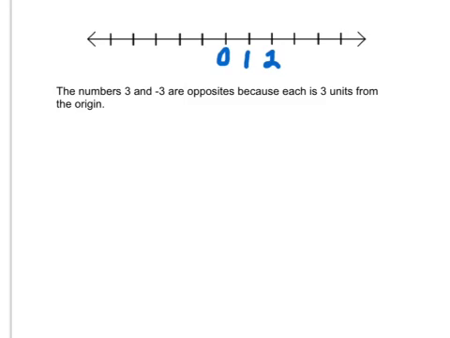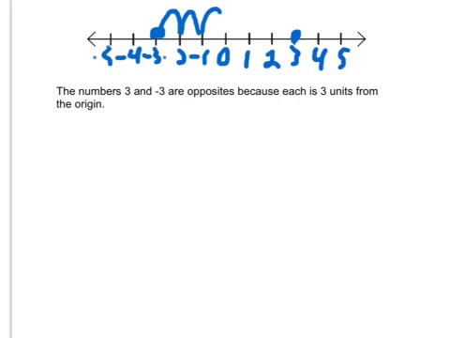Okay, so here's 1, 2, 3, 4, and 5, and -1, -2, -3, -4, -5. So here's -3, +3. They're both 1, 2, 3 units away from the origin. Okay, so that's what the definition of opposite numbers are.